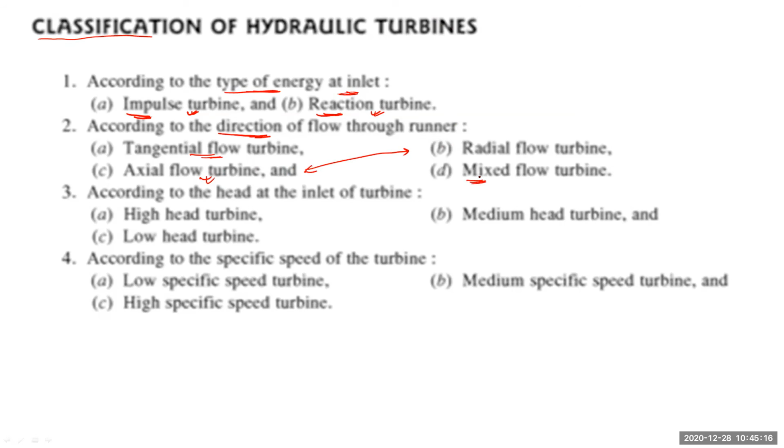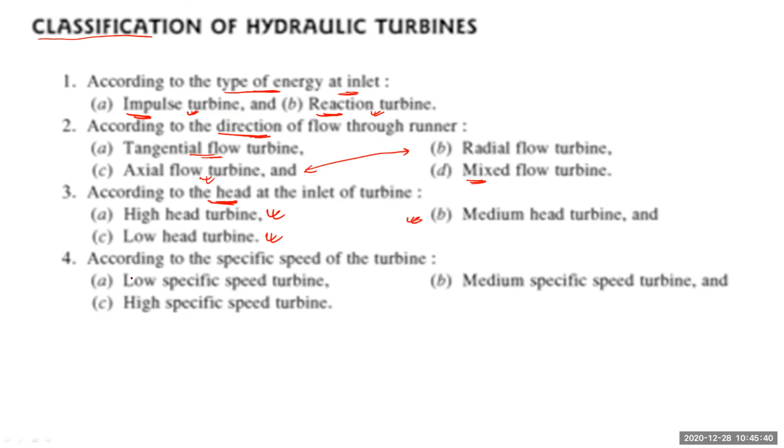Okay, now based on the head available at the inlet of your turbine, means high head turbine, low head turbine, or medium head turbine. So based on the availability of head at the entrance of your turbine, the turbines are classified as high head turbine, medium head turbine, and low head turbine. So this is your third classification.